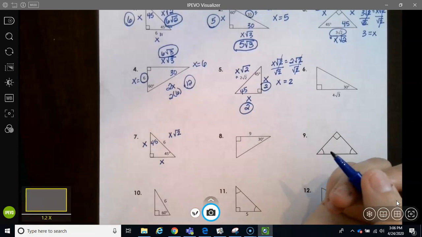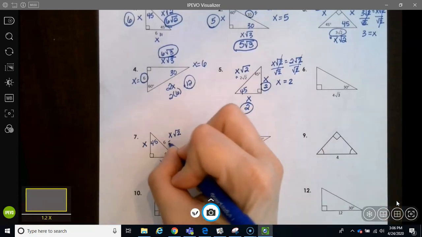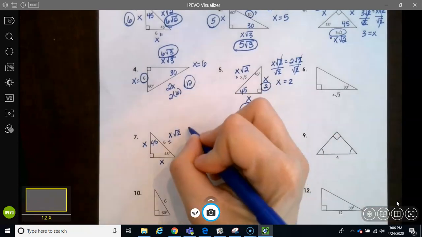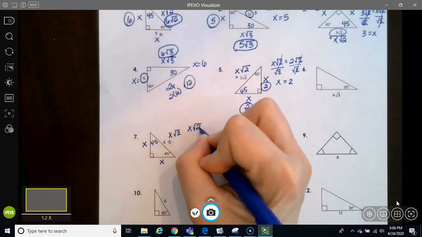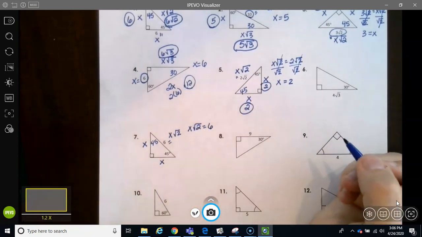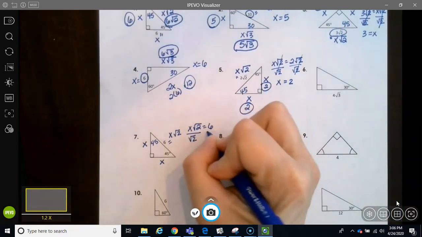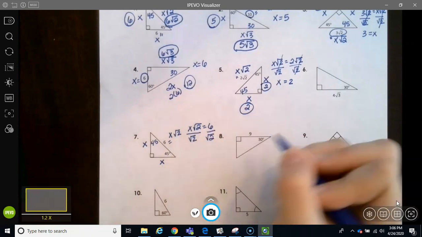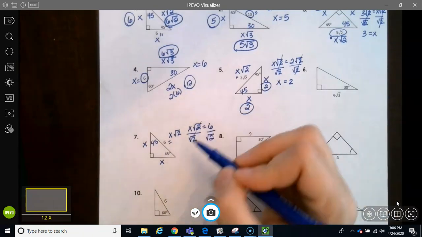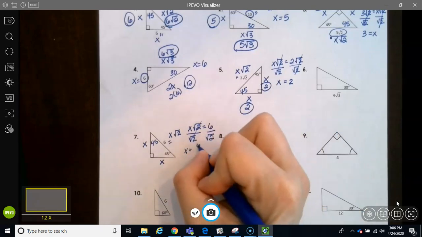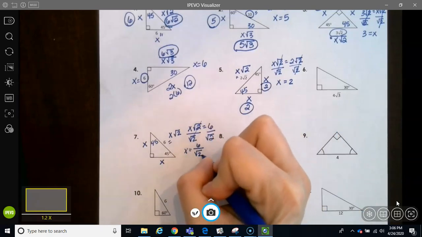So this is one of those tougher ones. When I set these two equal to each other, the side that we know along with this representation, we have x square root of 2 is equal to 6. We need to get x by itself, so you divide by square root of 2. Whatever you do to one side, you do to the other. So the square roots of 2 on the left side cancel out. I'm left with x is equal to 6 over square root of 2.